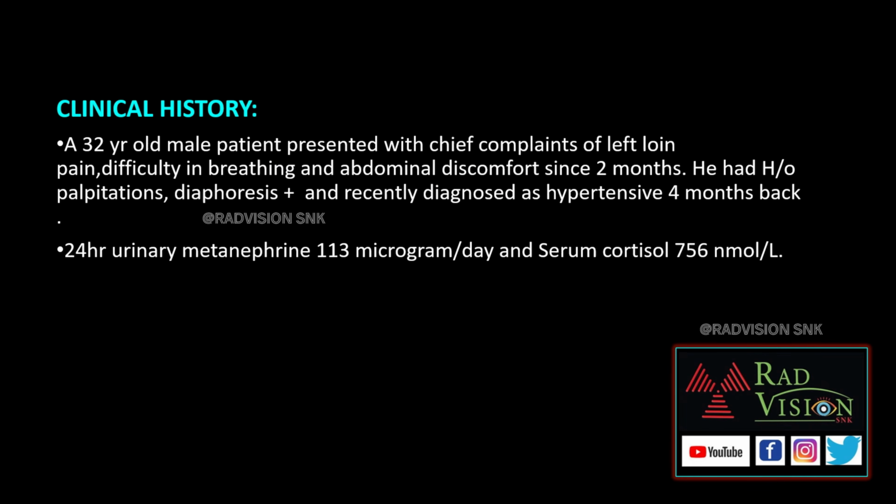A 32-year-old male patient presented with chief complaints of left loin pain, difficulty in breathing, and abdominal discomfort since 2 months. He had history of palpitations, diaphoresis, and was recently diagnosed as hypertensive 4 months back. On lab evaluation, his 24-hour urinary metanephrine levels and serum cortisol levels were elevated.